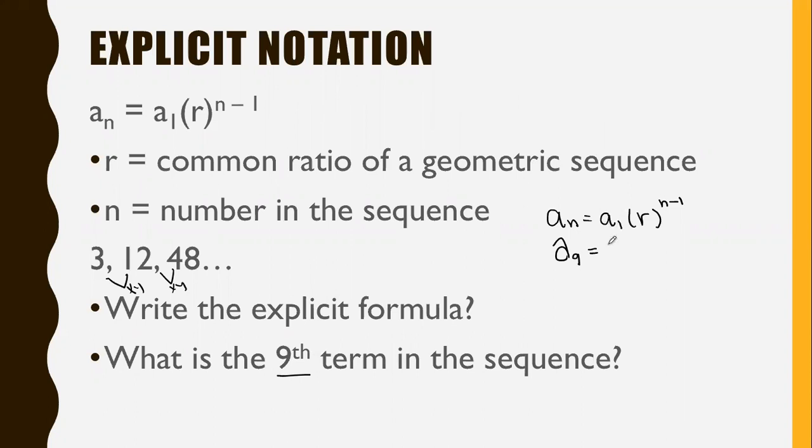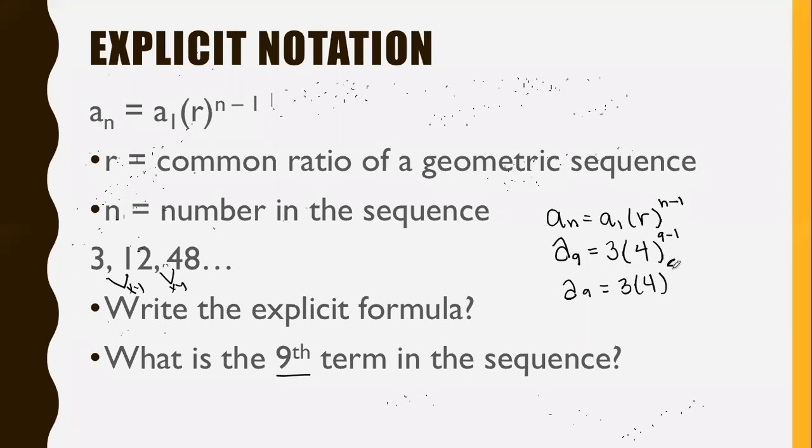Well, what is A_1? The first term in the sequence is what? It's 3. Perfect. Here, the first term in the sequence was 3, so that was A_1. 4 is the common ratio, what I'm multiplying by, to the power of 9 minus 1, which she said is 8. So A_9 would equal 3 times 4 to the power of 8, which I definitely do not know. Oh, it's 1,900. Sorry. 1,728.